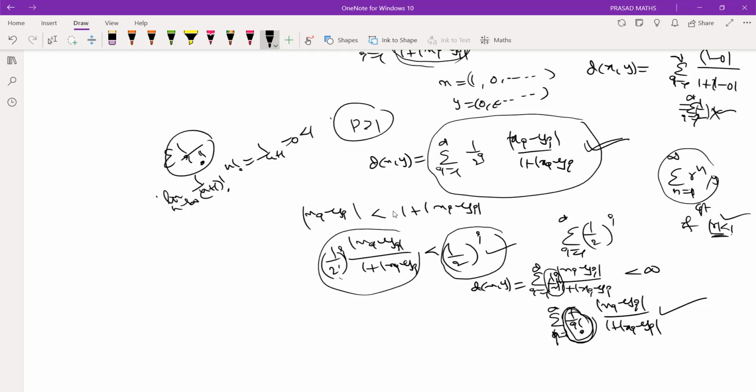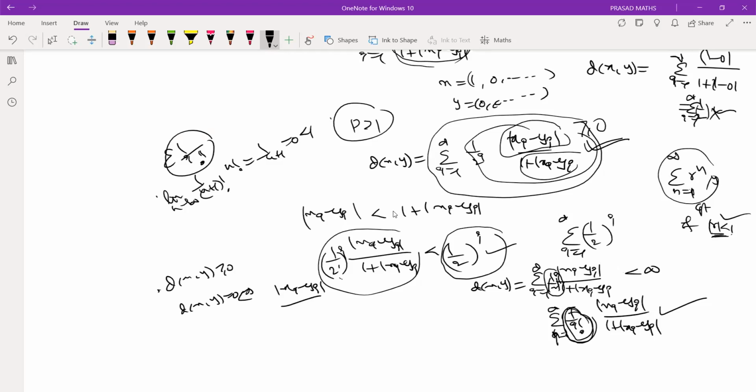Why? Because distance is non-negative: the mod is non-negative, 1/2 to the power i is also non-negative, so the total is non-negative. And if the distance is 0, then each term is 0. That means 1 plus xi into yi is 0, and 1/2 to the power i is never 0, so mod of xi minus yi must be 0. That means xi equals yi for all i. Therefore x equals y. So all the conditions are true.